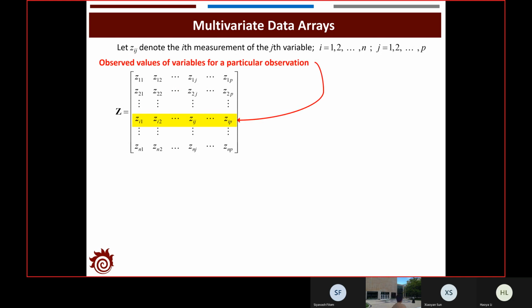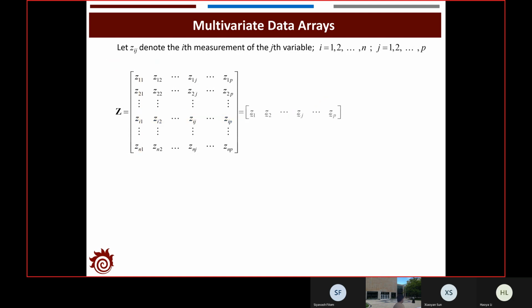And for each observation, which would be the ith observation, you will have the values of the p variables, not p plus 1. And also you can find out the observations for each variable. And if you want to simplify the format, you can actually write them into an array.